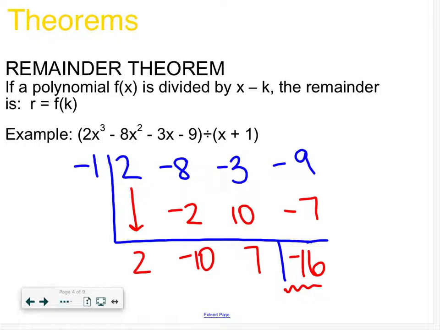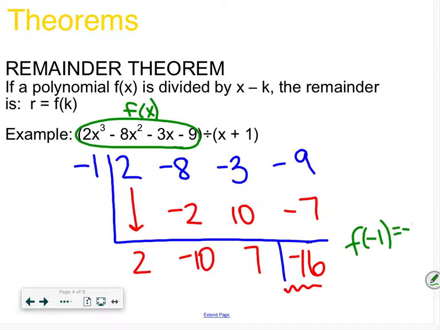What this remainder theorem is saying is that if we call this f of x, then what we found is that f of negative 1 equals negative 16. If we take 2 times negative 1 cubed minus 8 times negative 1 squared minus 3 times negative 1 minus 9, it will be negative 16. But it was much easier, especially without a calculator, to do that synthetic division.